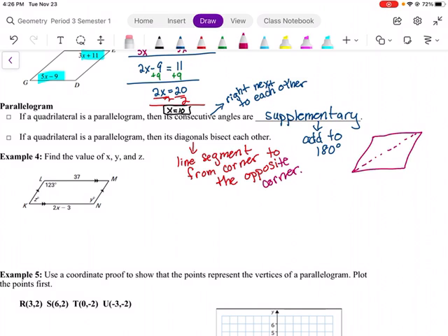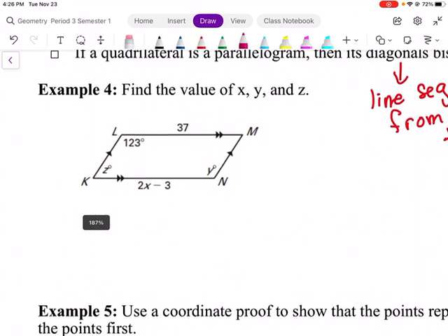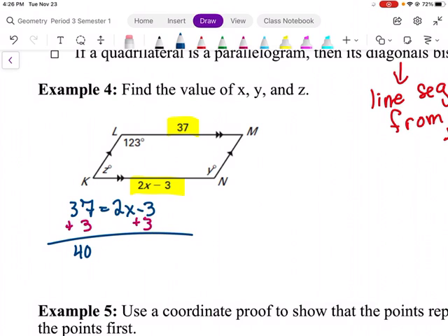Okay. Now, knowing all of these properties, try example 4 to solve for x, y, and z, and then hit play once you have your answer. So to start for this one, we could have solved for x, and opposite sides are congruent, which would give us 37 equals 2x minus 3. And then you could have gone ahead and solved this problem, and we would have got 40 equals 2x, divided by 2, which leaves us with 20 equals x.